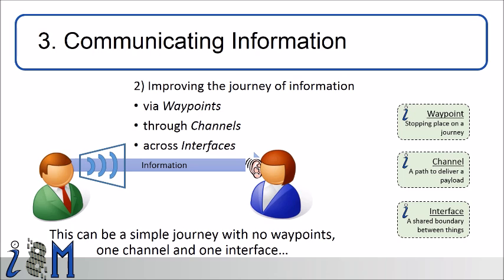And I'm using these terms, so let's just make sure we have a clear understanding of the definitions. Waypoints are a stopping place on a journey. They don't necessarily have to have any other function other than the fact that they're a stopping place. A channel is a path to deliver payload. So you might, for example, have a delivery channel or a marketing channel or any other type of channel. It depends on the payload that you're trying to transmit down that channel. And an interface, well, an interface is a shared boundary. And I've got between things here, but we can have between person and machine. We can have between functions, across organizational interfaces. So for example, if you send out an email to a third party, you'd have an interface between those two.